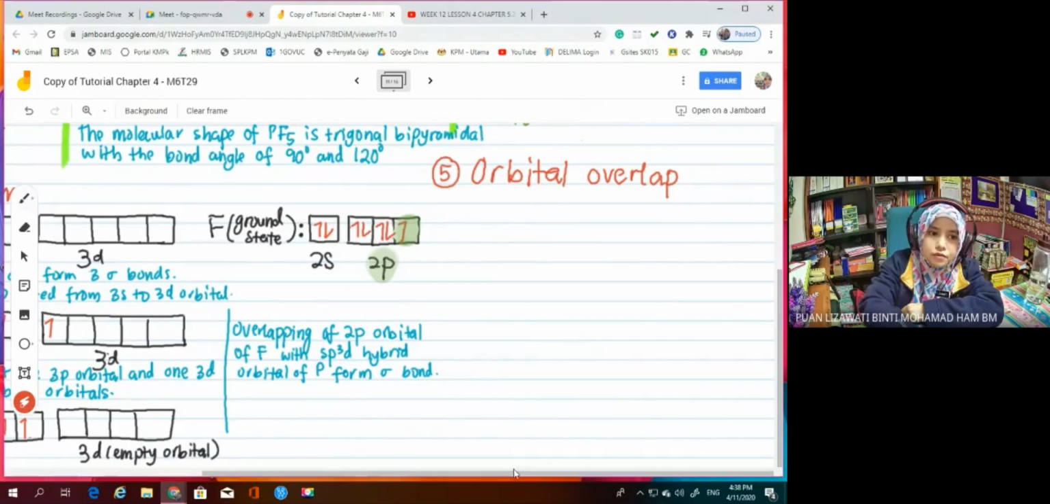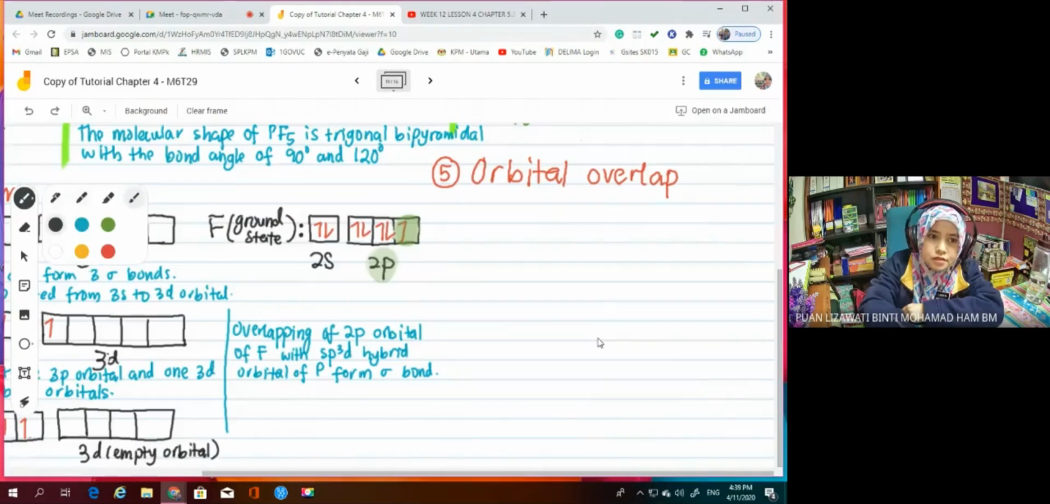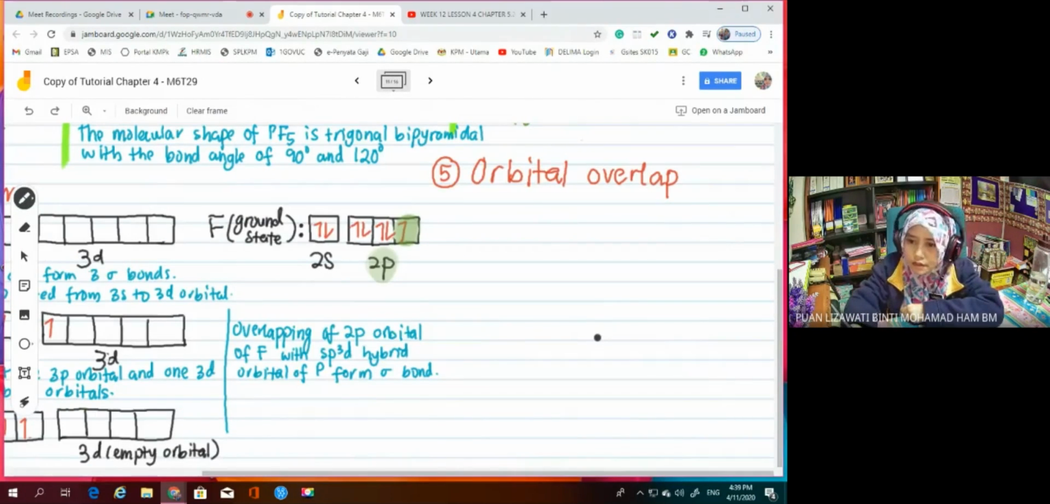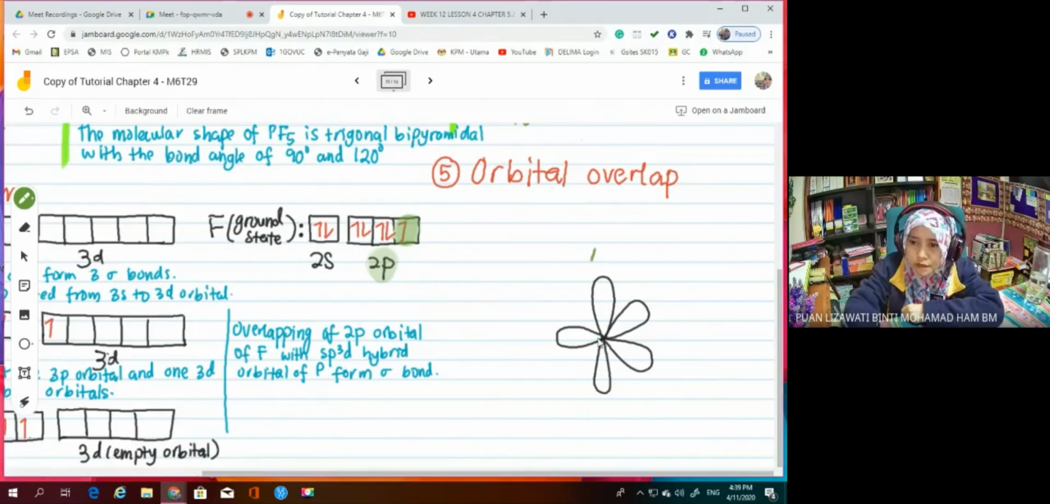Now we move to the drawing of the orbital overlapping. You can use the molecular shape as the reference to draw the trigonal bipyramidal. It's easier if you draw two hybrid orbitals like this. Each hybrid orbital of phosphorus overlaps with a p orbital of fluorine. The p orbital is dumbbell shaped.